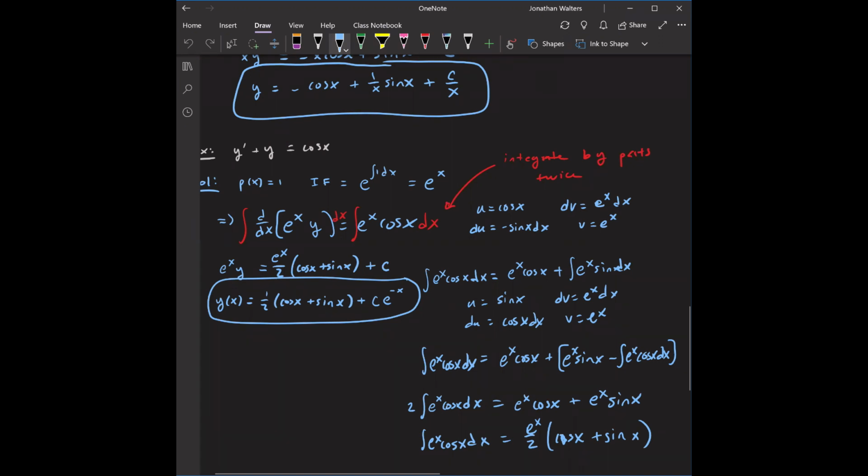Hey, you're going to have to integrate by parts on the test. Possibly, probably. Know how to do it. I don't think we'll ask you to do it twice, but maybe. I mean, maybe. Anything's fair game now, I think.